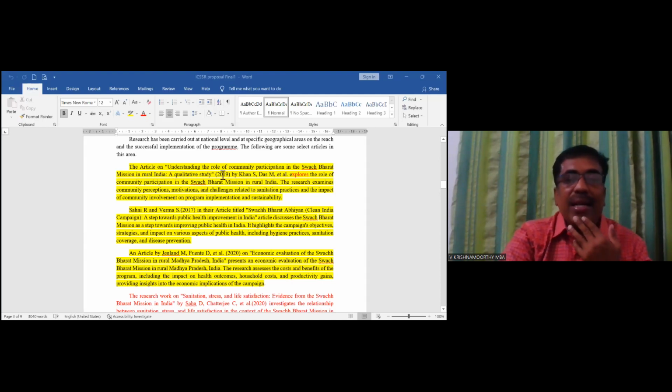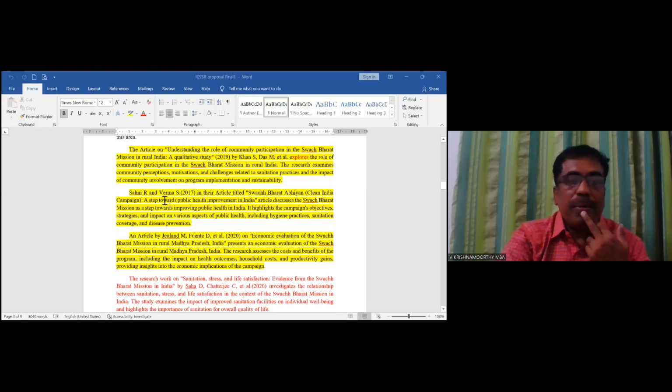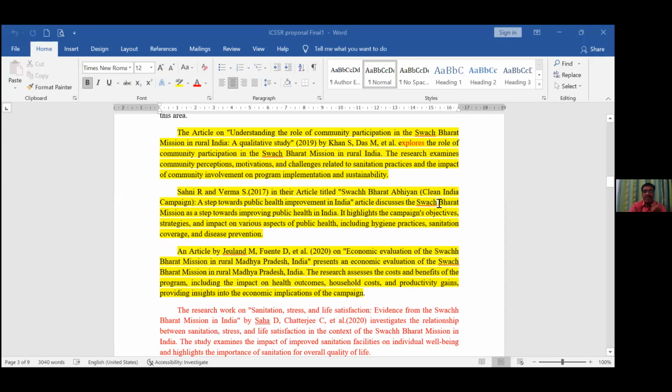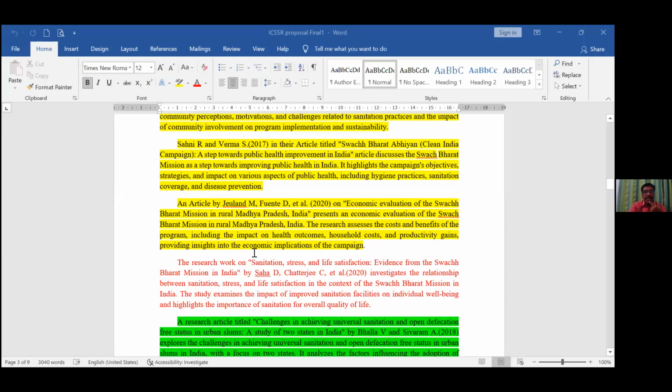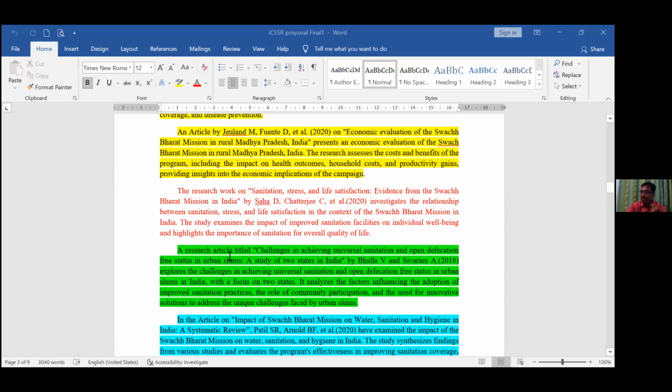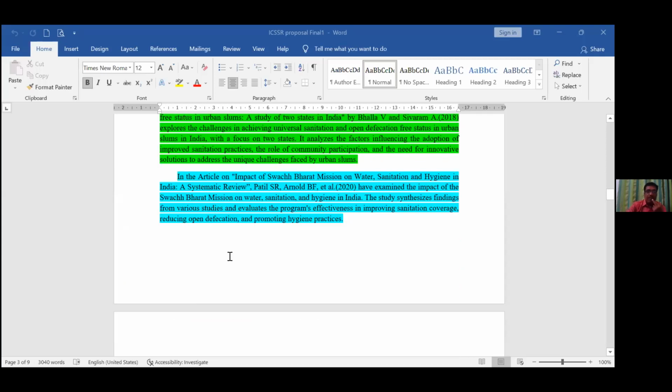See, the article on understanding the role of community participation explores the role of. Then the research examines. So this is a way. Similarly, let's take the next. The same word should not be repeated. Author name in their article title, then title of the article, discusses. First, I have used the word explores, then discusses, then finally findings. Similarly, an article by. See the wordings. Next, the research work on. A research article titled. In the article on.